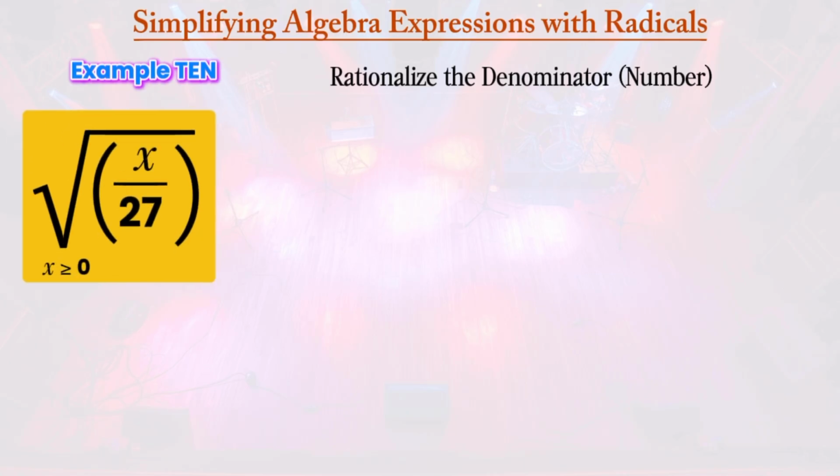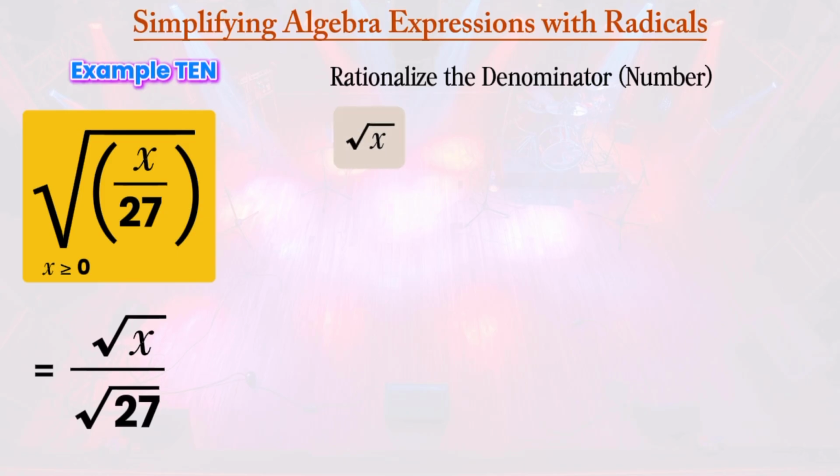Alright, here's an example, the square root of x over 27. Since division is taking place, we can separate the expression into radical pieces. Writing it out, we get the square root of x divided by the square root of 27. Now time to simplify.